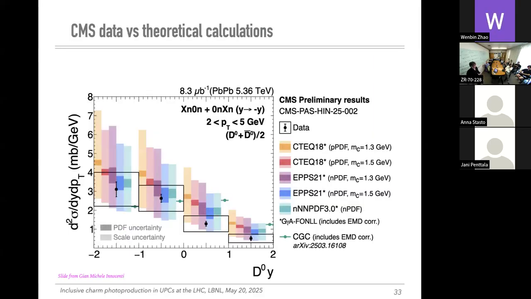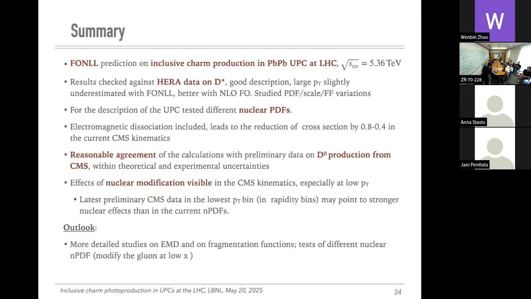So you see here, and then again you see the CGC calculation, which is even above this, where it actually should be more suppressed. But that's what it is. Is that CGC calculated next to leading order or just leading order? Well, I think, I don't remember.